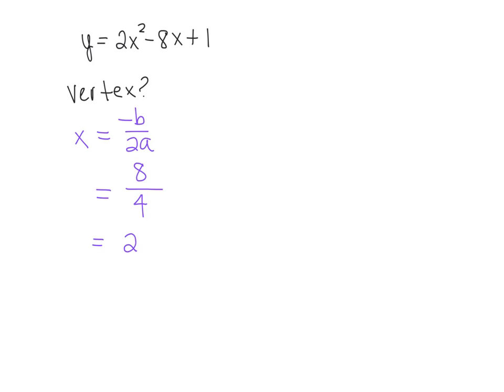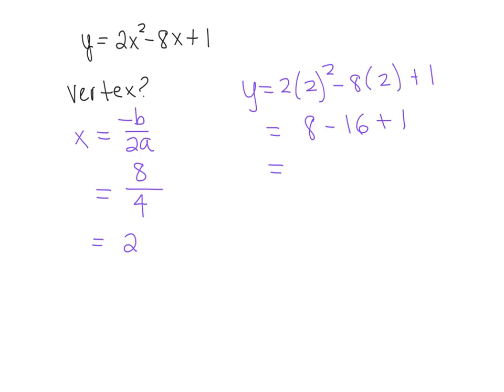So when the x value is 2, what is my y value? y is equal to 2 times 2 squared minus 8 times 2 plus 1. We have 4 times 2, that's 8, minus 16 plus 1, that's negative 8 plus 1, so that must be negative 7. So the vertex on this graph is at 2 and negative 7.